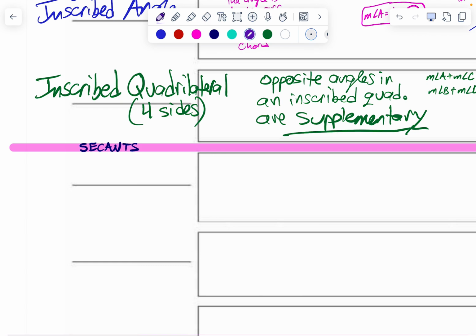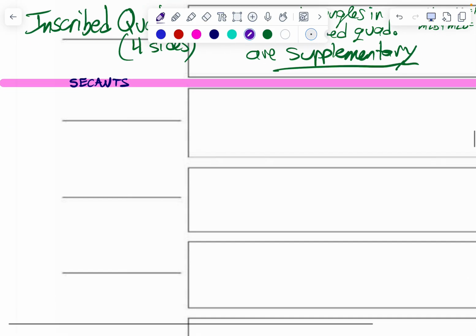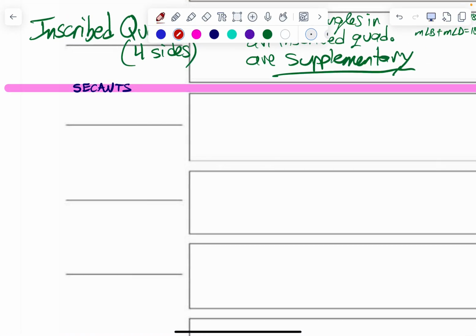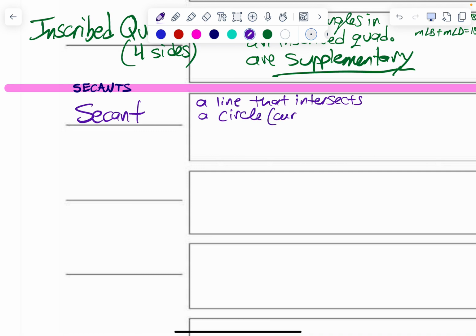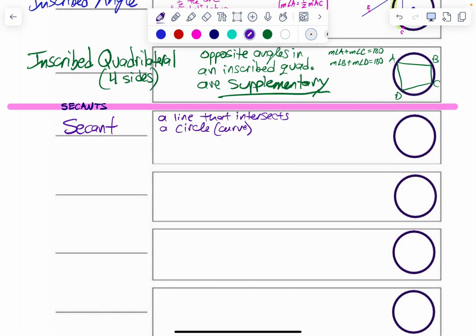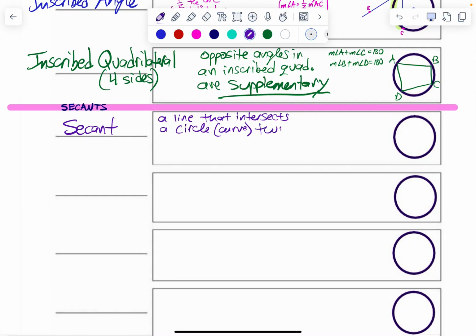All right, first of all, we need to define what a secant is. And this definition, we're using it with circles, but it goes beyond that. We use this in other math too. So a secant line is a line that intersects a curve. I'm going to write circle for this unit, but understand that this is also for a curve, okay? Twice.